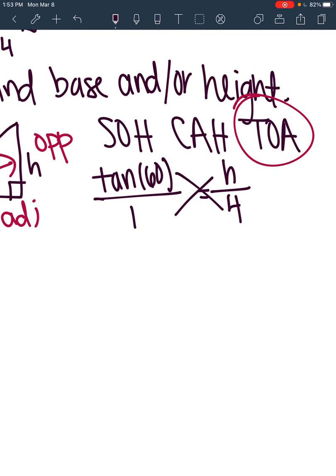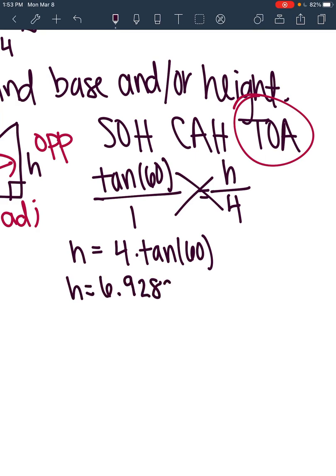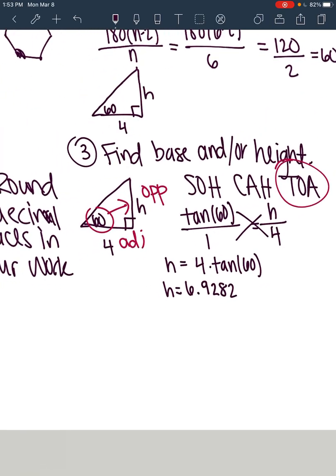So when I cross multiply, I get h times 1 is h equals 4 times tangent of 60. So then we get h equals 6.9282. That means it's 1, 2, 3, 4 decimal places after the decimal, not before. So then we've got our height. Now we've got our base and our height to find the area of the triangle.